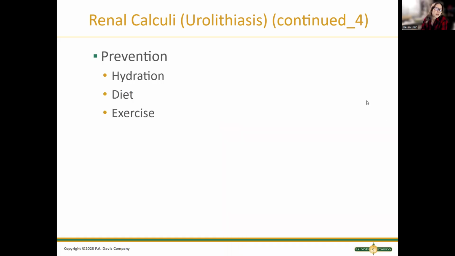With kidney stones, the best thing to do is to prevent them from happening in the first place. As you can imagine, the three ways to prevent it or minimize the risk are to hydrate, keep up a good, balanced diet, and also exercise. The hydration and diet make sense given what we know about kidney stone formation. But the exercise part is actually really interesting.